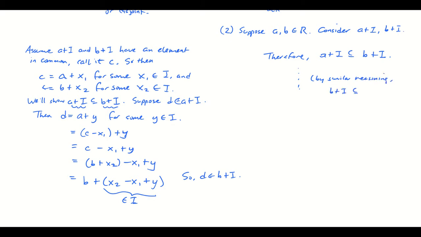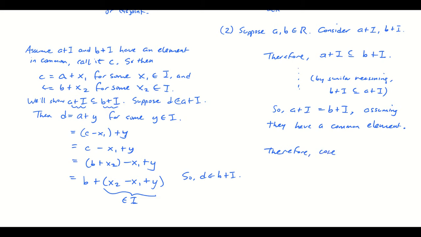All right, so by similar reasoning, B plus I is a subset of A plus I. So A plus I and B plus I are exactly the same cosets, assuming they have a common element. Okay, therefore, additive cosets of an ideal are either disjoint or exactly the same.